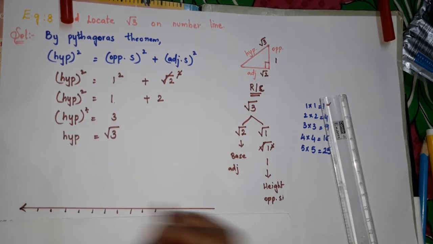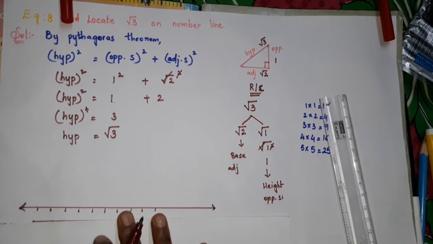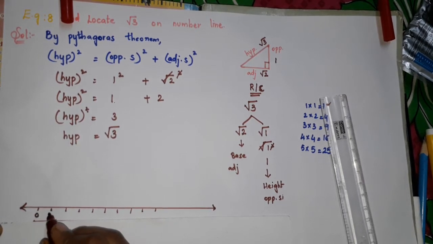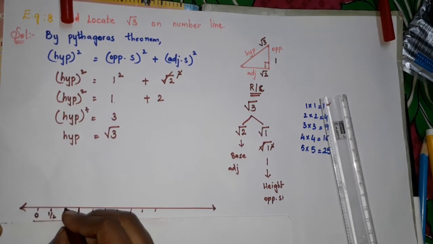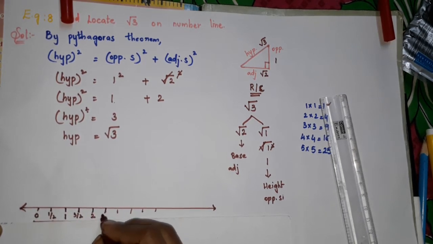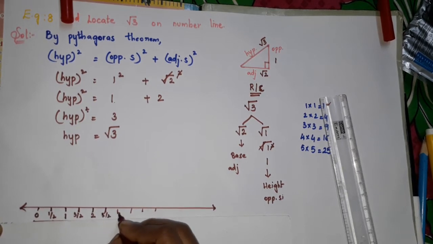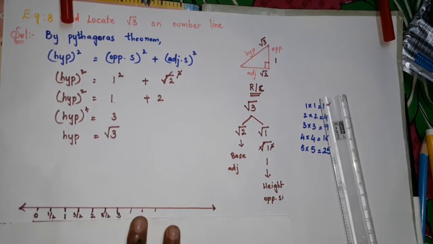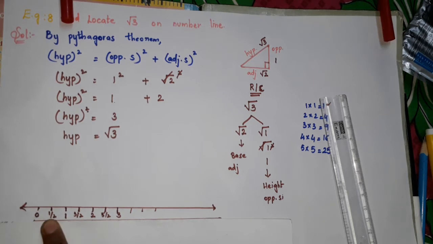Now this is 0, 1 by 2, 1, this is 3 by 2, 2, this is 5 by 2, 3. That's enough, till 3 we are going to write. Yes, can you see it? 0, 1 by 2, 1, 3 by 2, 2, 5 by 2, 3. Till there only we are going to take it.